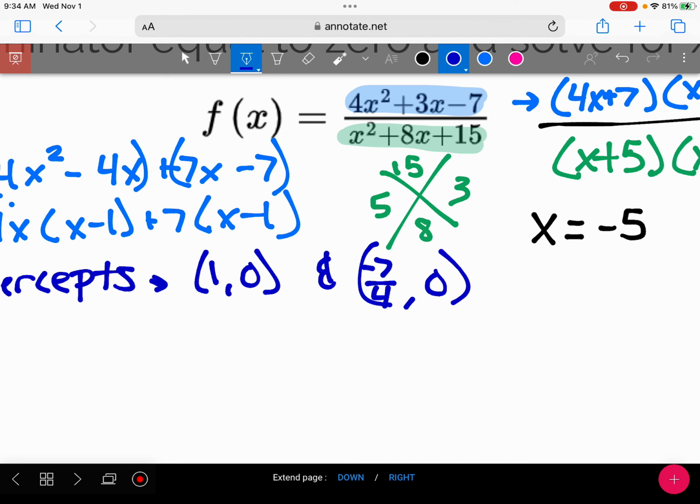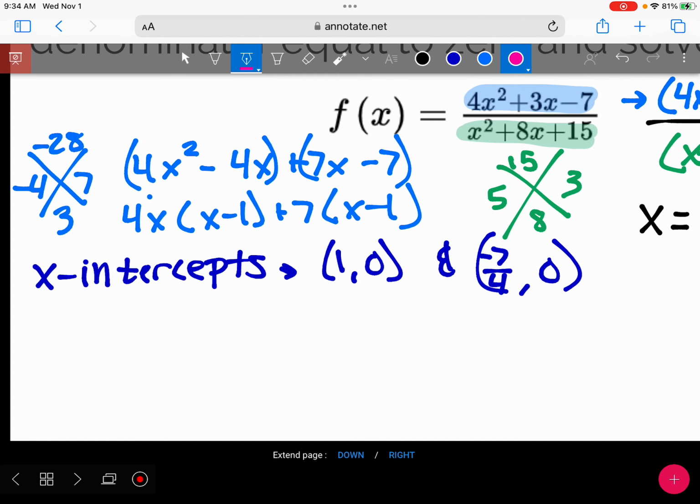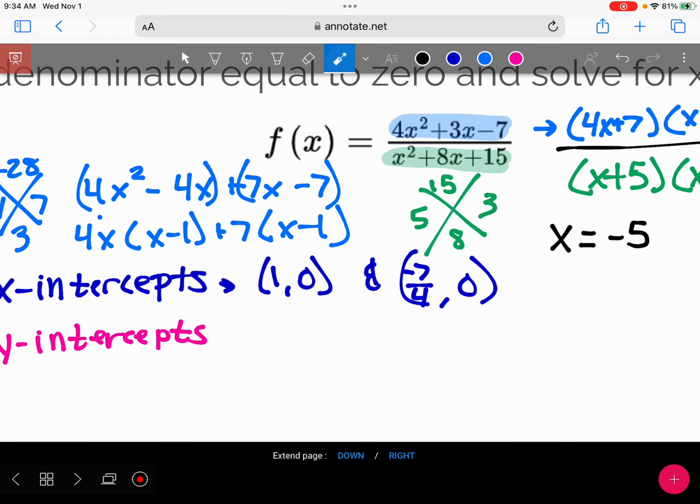Our y-intercept. Honestly, this is going to be easiest to do in the original one, over here. You can absolutely do it here, but it's going to be a lot harder math-wise. So 0 plus 0 minus 7 over 0 plus 0 plus 15. So when x is 0, our y is negative 7/15. So in our pre-factored form is where it's going to be easier to find your y-intercept.